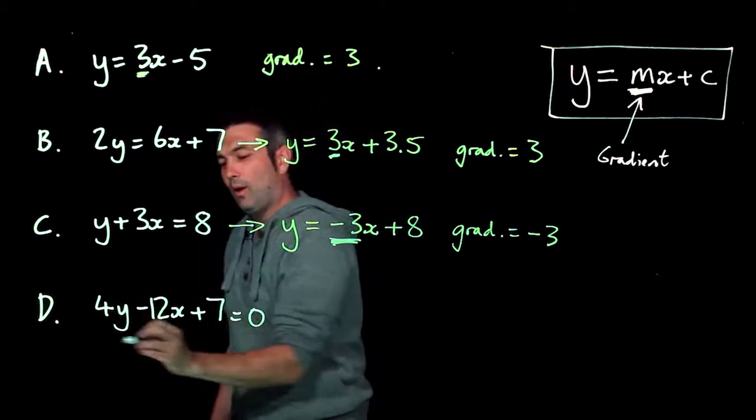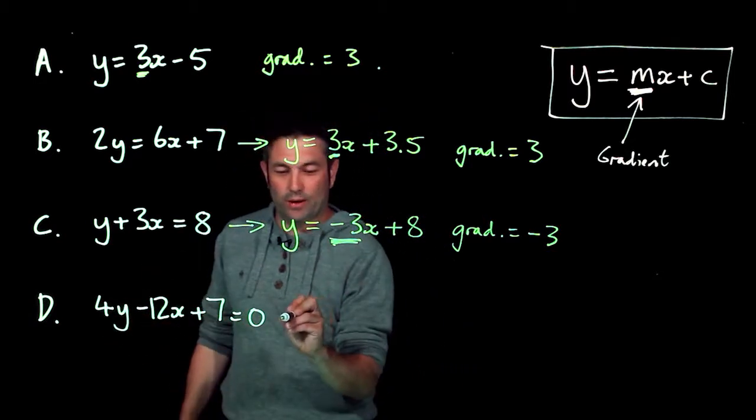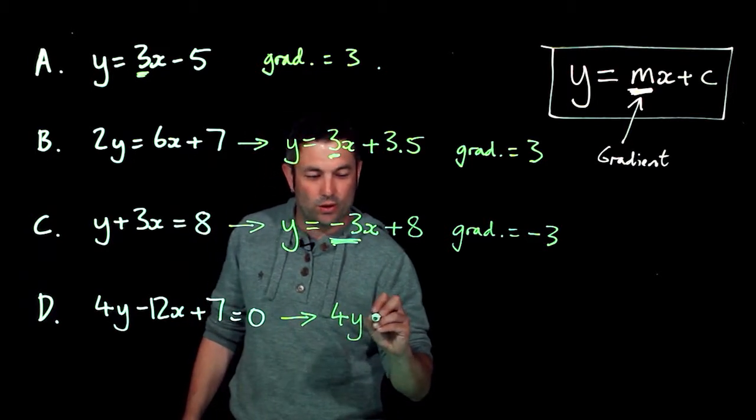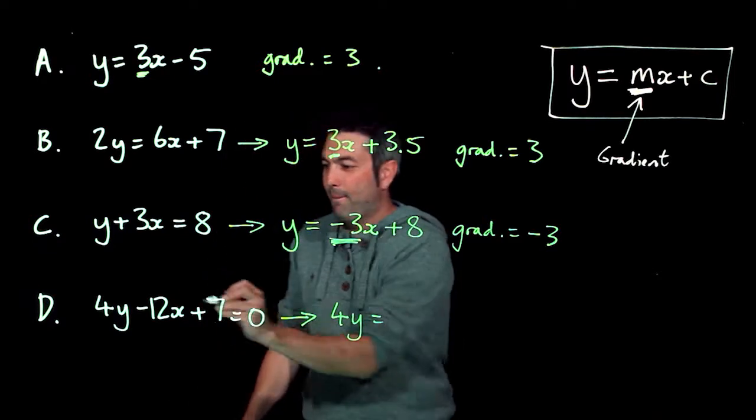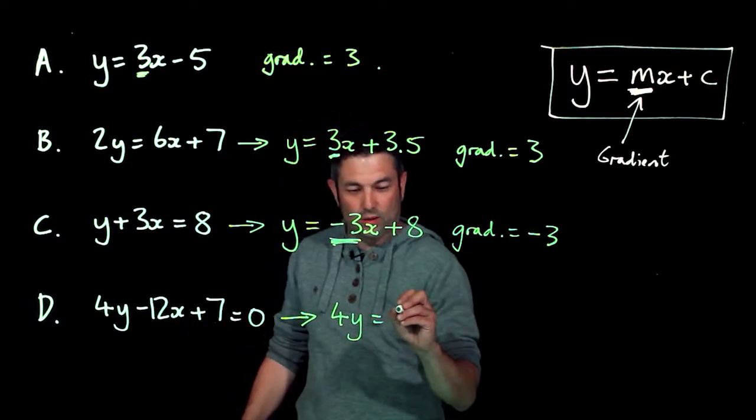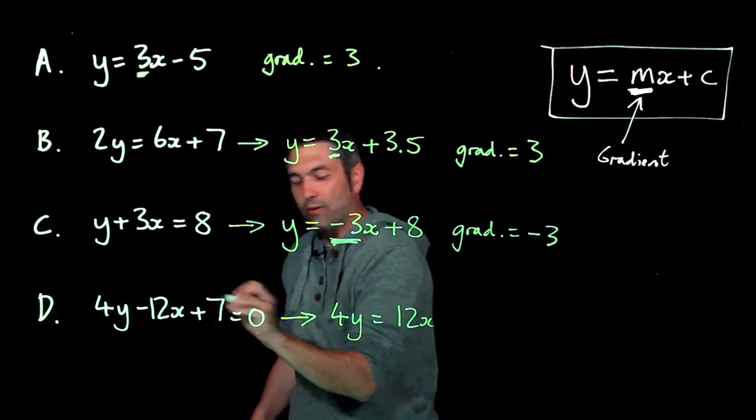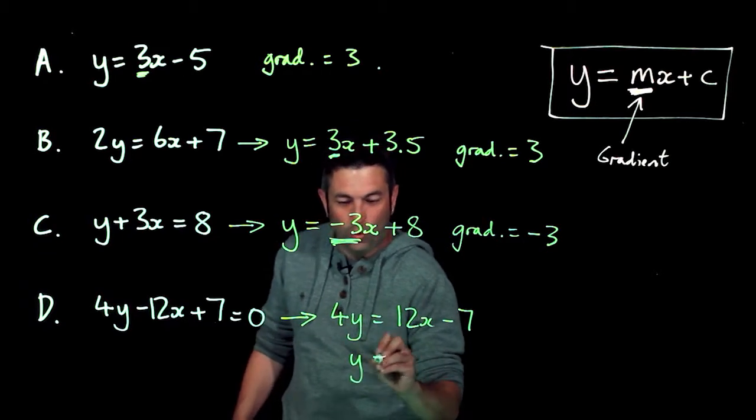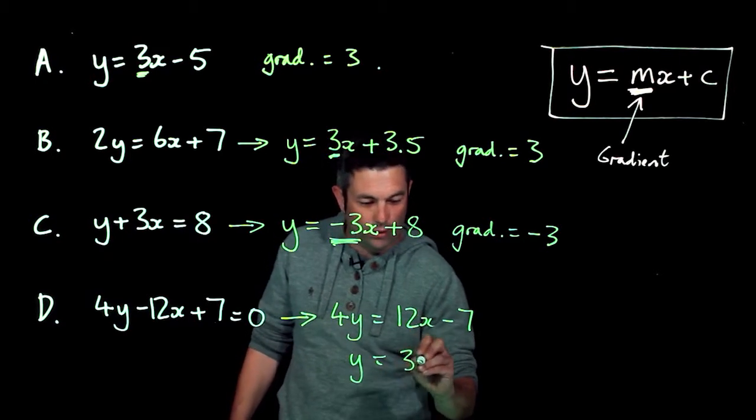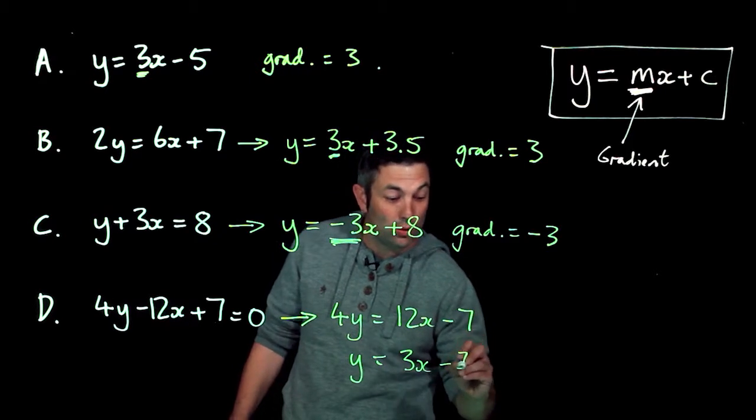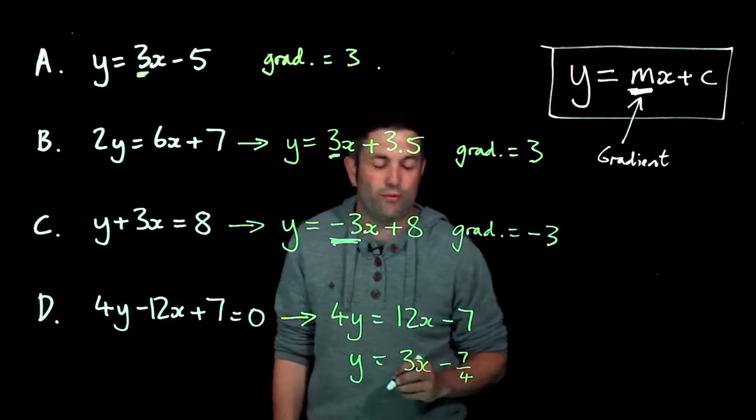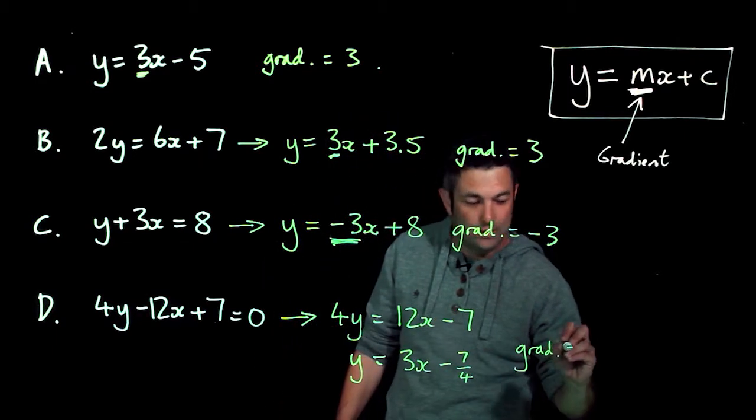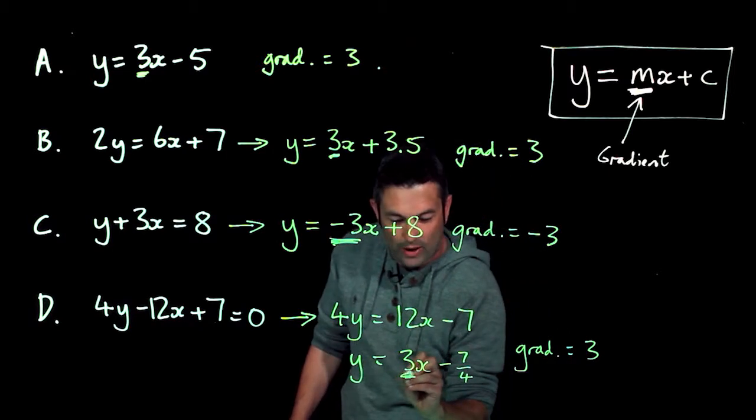Now this one, unfortunately, we've got everything on one side. So we're going to have to do a couple of stages here. I'm going to put everything else on the other side and leave the y bit over here. So when this goes over to the other side, I end up with 12x. When this goes over the other side, I end up with minus 7. Now I want 1y, not 4 y's. Divide by 4, I get 3x. Divide by 4, I'm actually just going to call it 7 over 4. You could call it 1.75, it doesn't really matter. So the gradient of this one is also 3 because it's 3 x's.